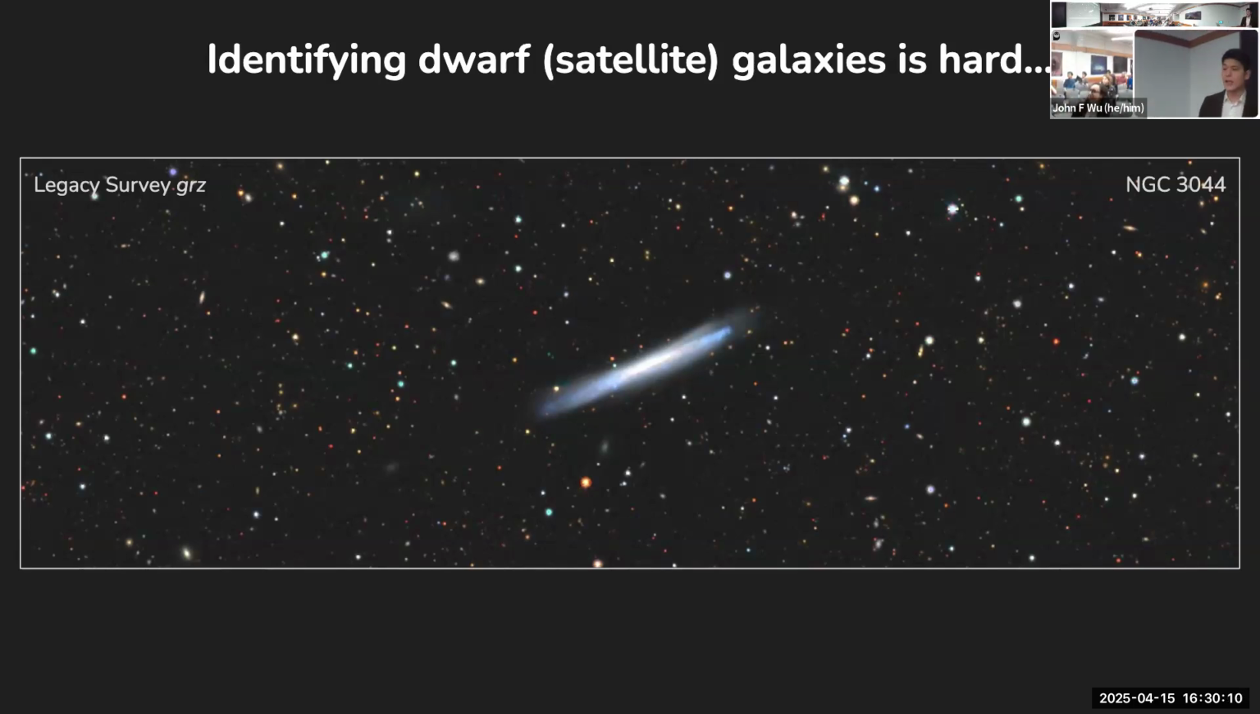And I'm going to talk about satellite galaxies. So satellites, by the way, there are 2 satellite galaxies in this image, so you can go hunt for them if you don't want to listen to me. These satellite galaxies, often dwarf satellite galaxies, orbit around the dark matter halo of a more massive central galaxy.